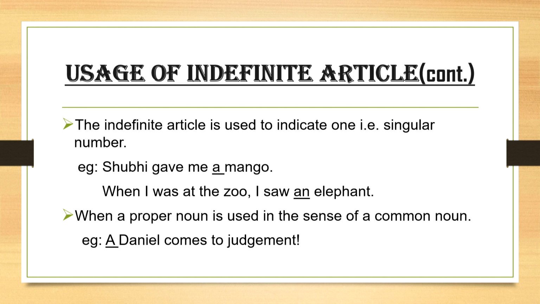Next rule, the indefinite article is used to indicate one, that is singular number. For example, Shubhi gave me a mango. Here a mango means one mango. When I was at the zoo, I saw an elephant. So, an elephant means one elephant. Further, indefinite article is used when a proper noun is used in the sense of a common noun. For example, a Daniel comes to judgment. Here a Daniel means a very wise person.